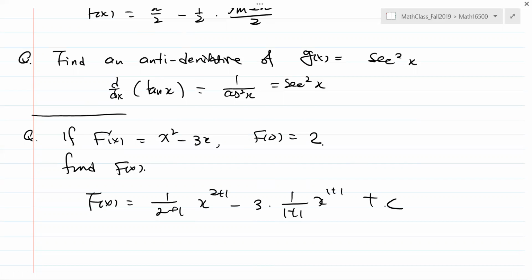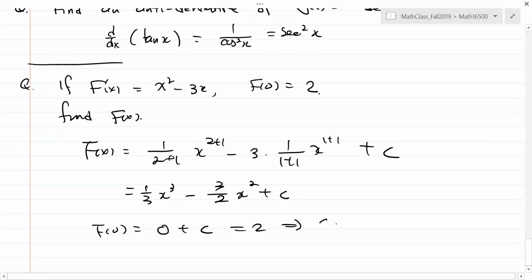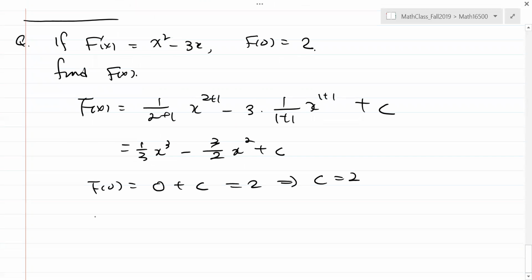So the answer here is going to be 1/3 x cubed minus 3/2 x squared plus c. Then you determine the constant so that F of 0 is 2. So it's going to be 0 plus c, which is 2. That implies c is 2. So my final answer is 1/3 x cubed minus 3/2 x squared plus 2. We find this particular one.